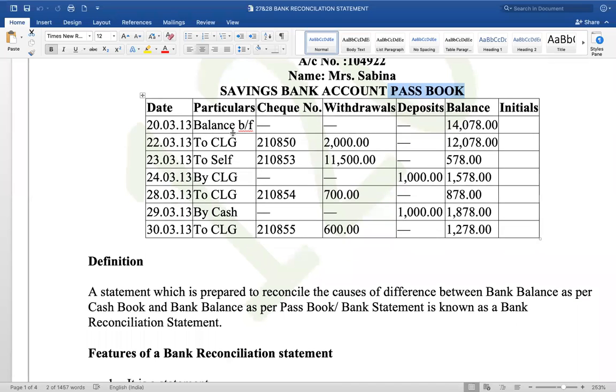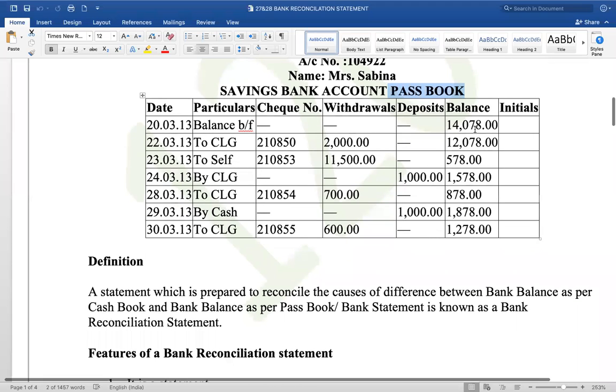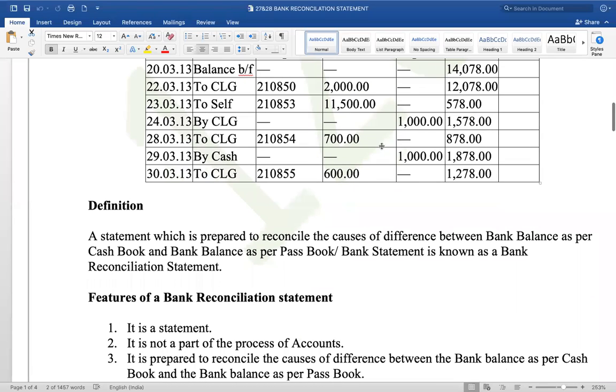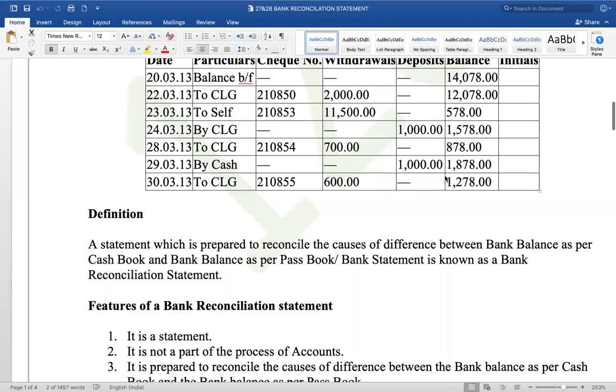Now look at this. For example, there's an opening balance of 14,000 and you have withdrawn 2,000. The balance on the 22nd is 12,000. Again you have withdrawn 11,500 and the leftover balance is 578. Again there's a deposit of 1,000, so 1,578 is the balance. A withdrawal of 700 leaves 878, and a deposit of 1,000 makes it 1,878. A withdrawal of 600 leaves a balance of 1,278. This is how a bank statement looks.